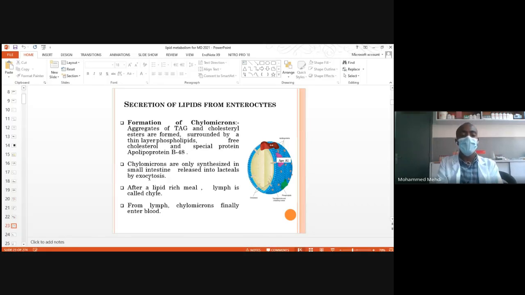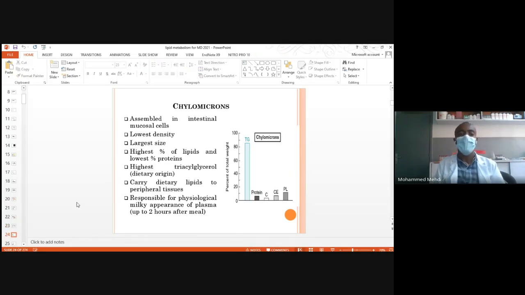After a lipid-rich meal, the lymph becomes chyle, with a milky appearance, following lipid digestion, absorption and secretion into the lymphatic vessel. From the lymph, chylomicrons finally enter the blood circulation. They join the blood circulation. So in the blood circulation, again, they will be matured.